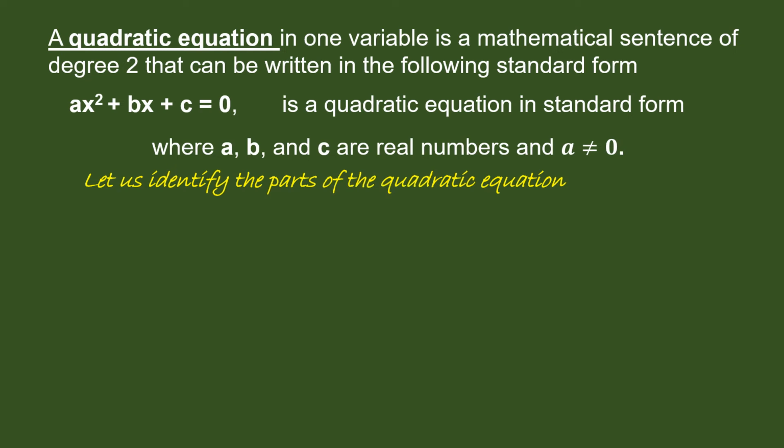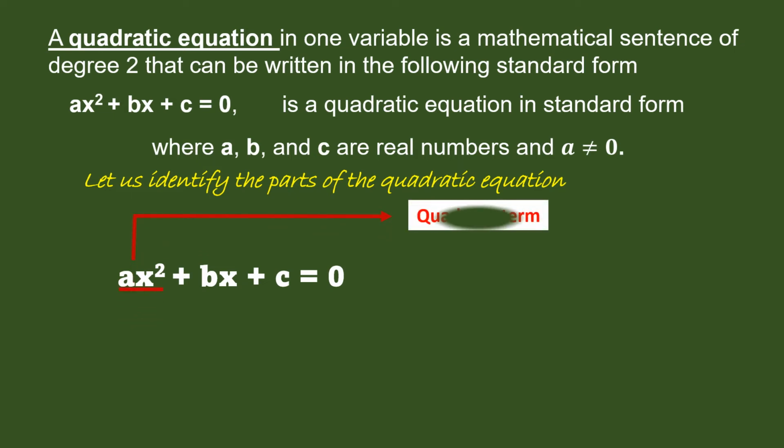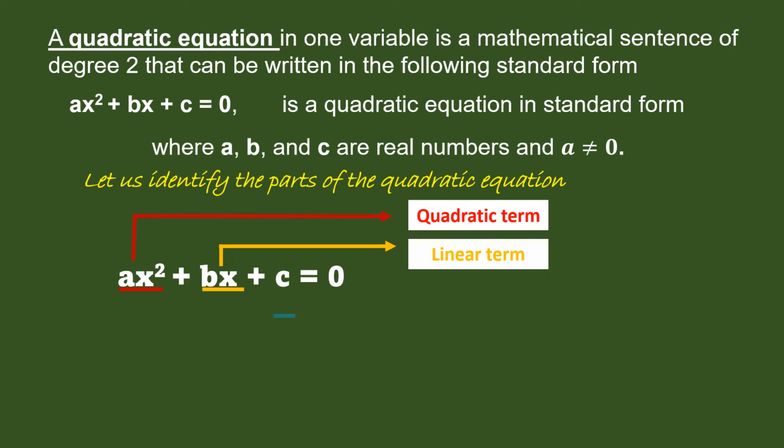Let us identify the parts of the quadratic equation. Ax squared is called the quadratic term. Bx is the linear term. And c is the constant term.